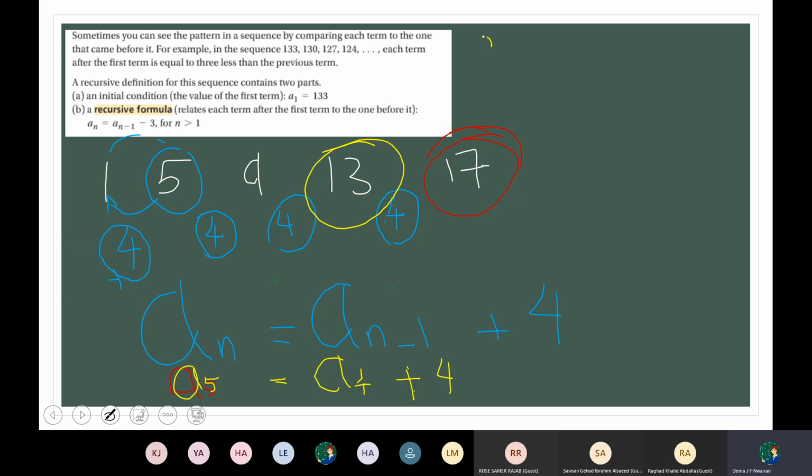Who can tell me what will be the sixth term? Yes, Raghat? Raghat, are you here? Yes, I'm still solving. Yes, Raghat. Can you tell me, please, what will be the sixth term?